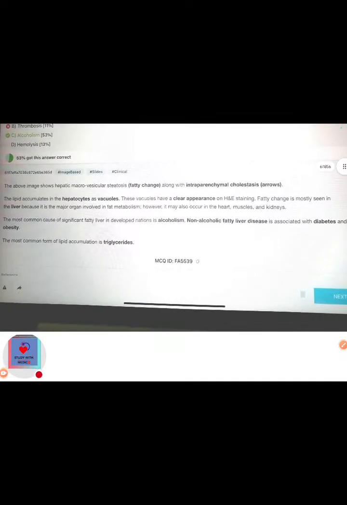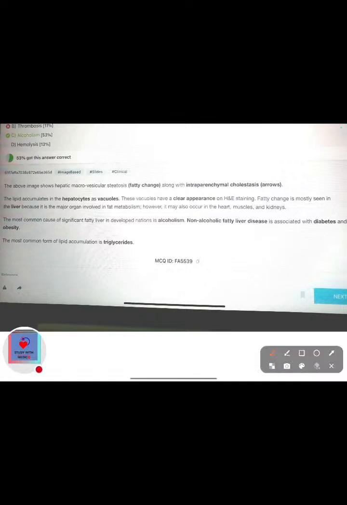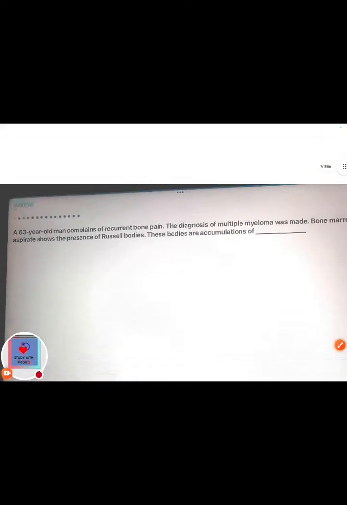In alcoholics, it is due to alcohol consumption, and in non-alcoholics, it is due to diabetes and obesity. Here the lipid accumulates in the hepatocytes, the cells of the liver, as vacuoles. These appear clear in H&E staining. The fatty change is mostly seen in the liver. Other organs can also be involved, but the liver is the most common.